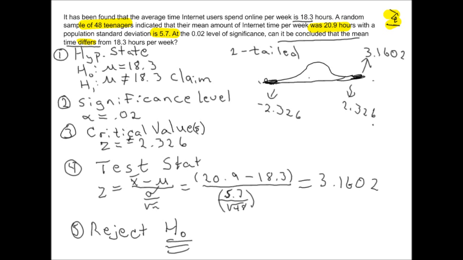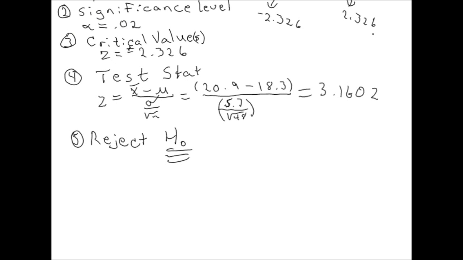I can't stress that enough. We are rejecting the null hypothesis, not the claim. The claim comes about whenever we actually end up doing our summary. So when we do our summary, that's step 6, it's based on our rejection.